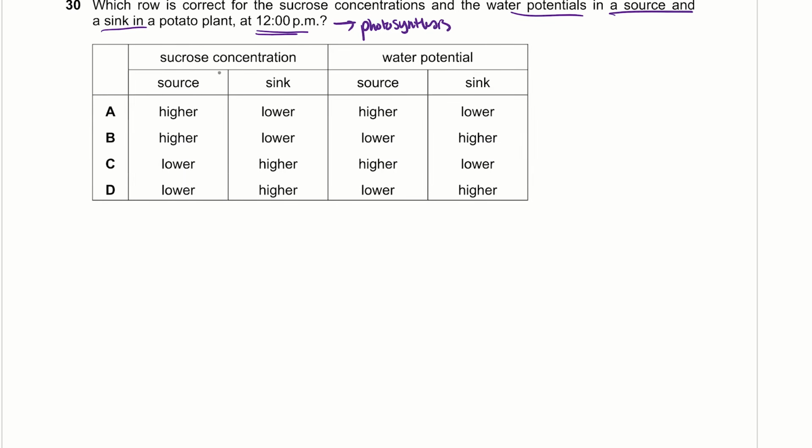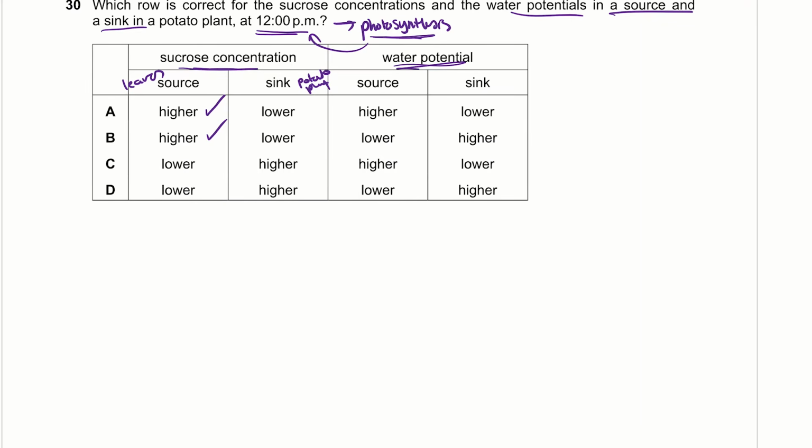Now, here we have the sucrose concentrations and water potential. Because photosynthesis is taking place at 12 p.m., the source in this case is going to be the leaves, and the sink is going to be the potato plant. Now, in this question, they're asking about the sucrose concentration. So, due to the photosynthesis, the sucrose concentration at the source is definitely going to be higher.